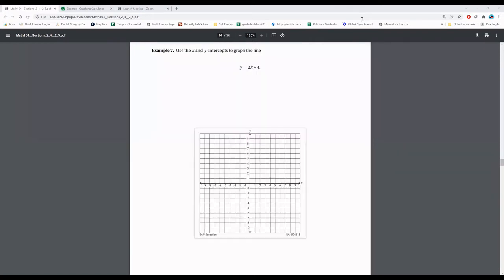Let's give it a try. Let's use the x and the y-intercepts to graph the line y equals 2x plus 4. We'll start out by finding the x and the y-intercepts. Over here, I want to find the x-intercept. I'll have a little reminder here that this is the point where y equals 0. So I can take my equation, put in 0 in place of y. Now it's a matter of solving for x.